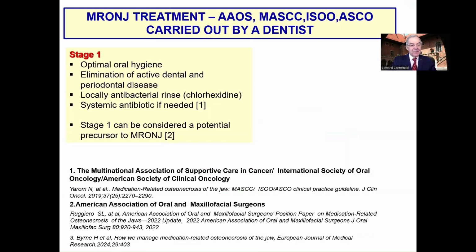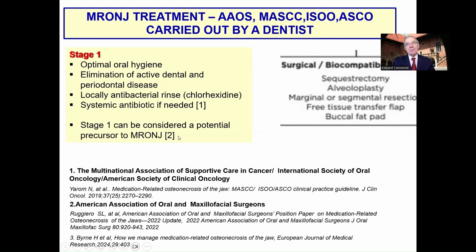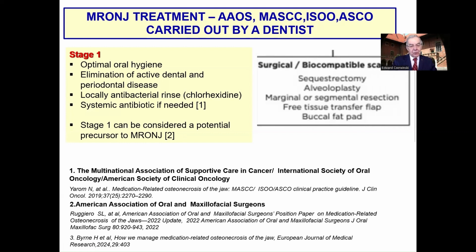So the treatment is the area for dentists, not for us, but just in stage 1, we have optimal hygiene of the mouth, elimination of active diseases, eventual local antibacterial rinse with chlorhexidine or systemic antibiotics. And stage 1 could be considered as a potential precursor. It was in this publication of Raggio. I will not discuss the kind of surgery. Dentists know it very, very well.